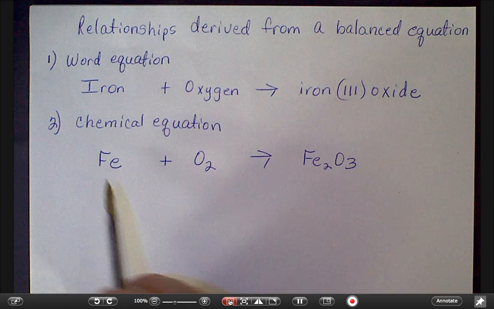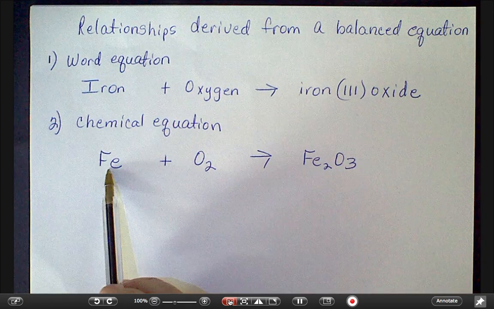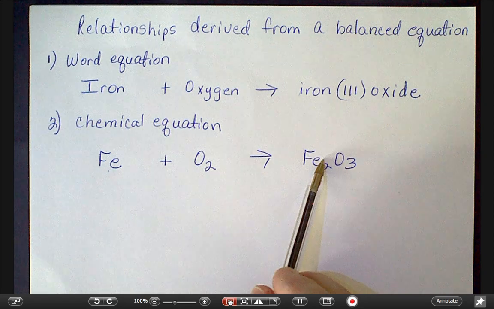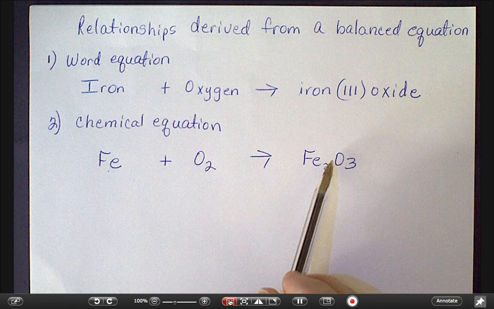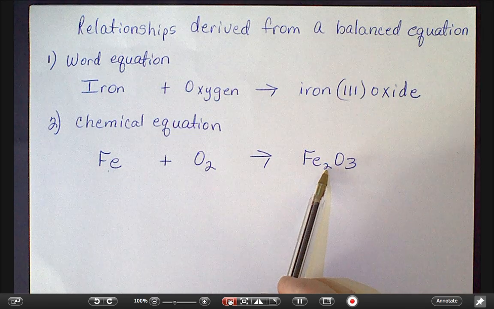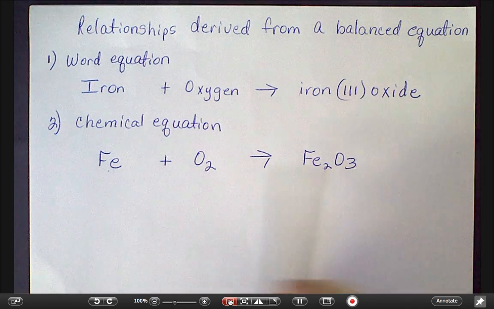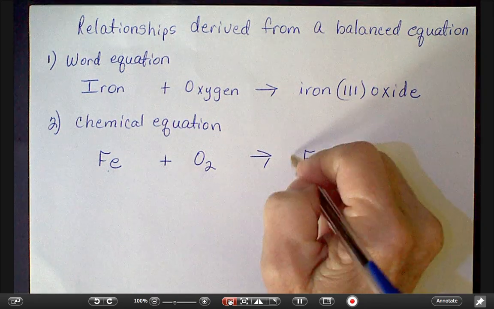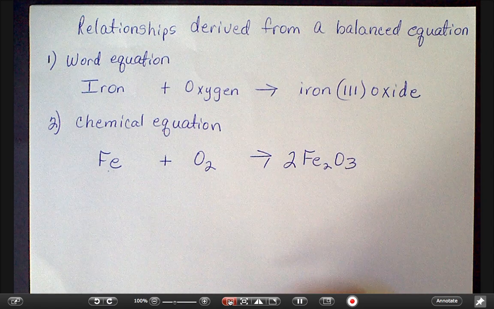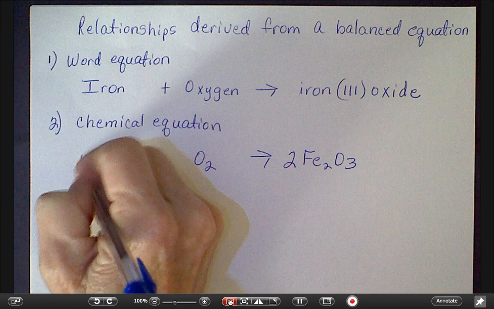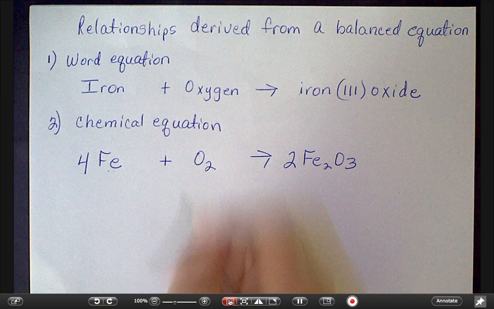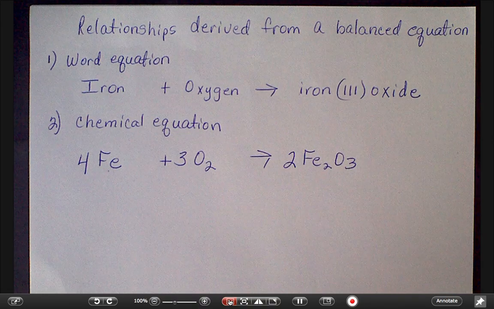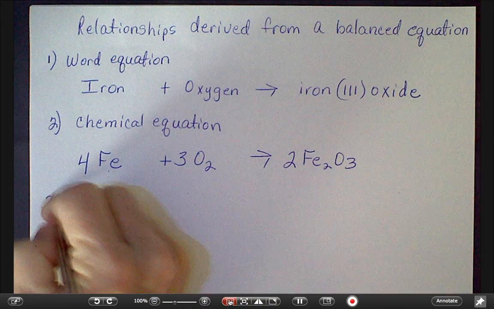Now then, need to balance it. How many irons on the left? Okay, but before I even do that, I see something that just caught my eye. Odd man, even man, so right off the bat I'm going to put a what? A 2. Now I need how many irons? 4. And I need how many O's? For 6 total. Okay, there it is, balanced. Alright, third.